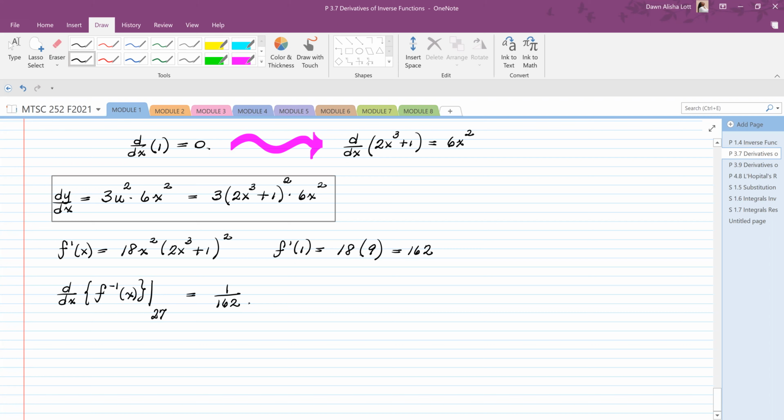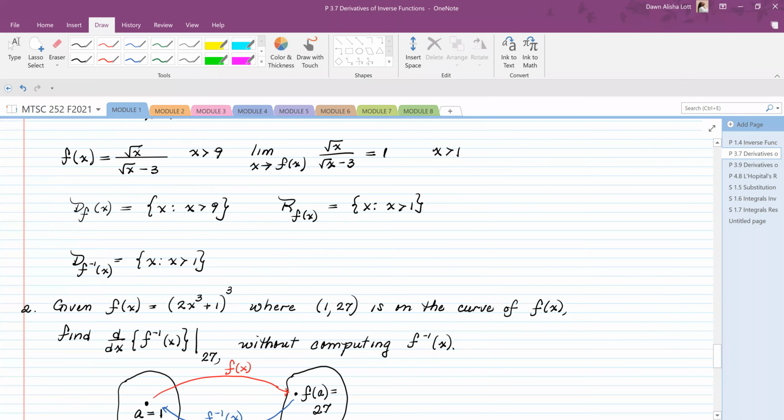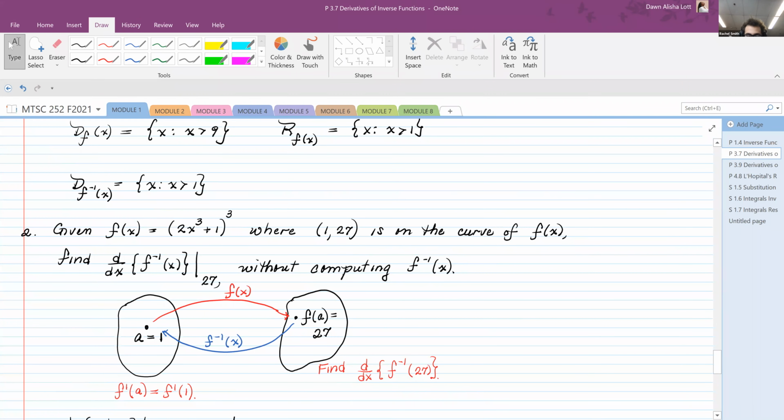Any questions about that? Just one thing regarding when you were using the chain rule. The original one was, if I remember correctly, something like 3x squared plus 1 to the third. Okay, so the original function was 2x cubed plus 1, cubed. Yes.